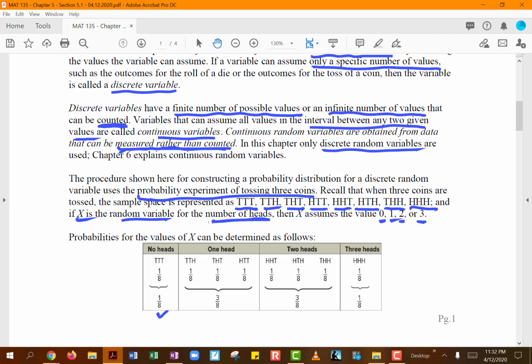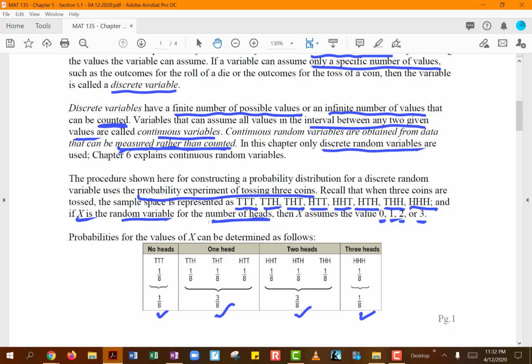Now, if we only get 1 head, then those are going to be these outcomes, right? TTH, THT, HTT. So that's again 1 out of 8, 1 out of 8, 1 out of 8. But since there are 3 outcomes like that, that ends up giving us a probability of 3/8. Now, those outcomes where you have 2 heads, again, there's going to be 3 of them. So that will also have a probability of 3/8. And there's only 1 outcome where all 3 of them are going to be heads, right? So this again will have a probability of 1/8.